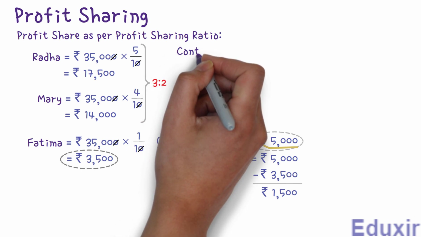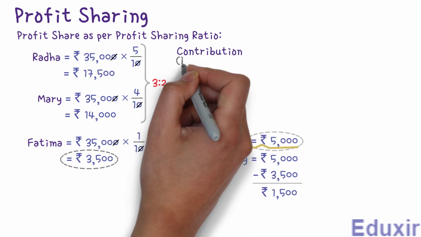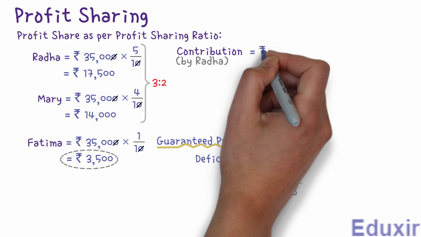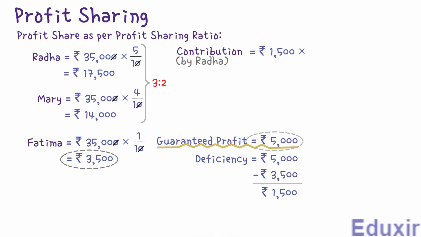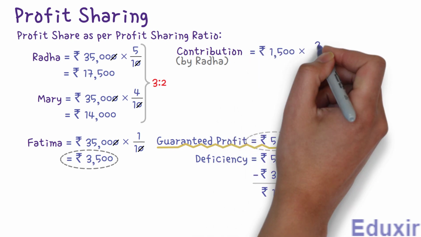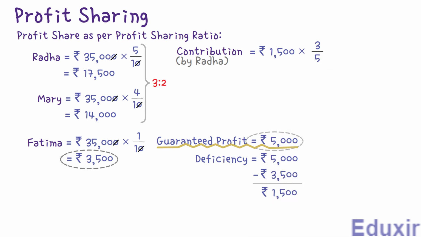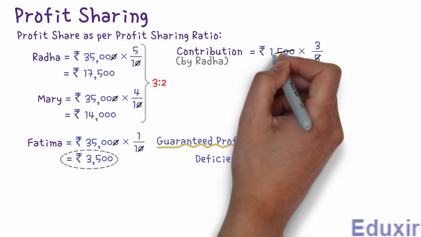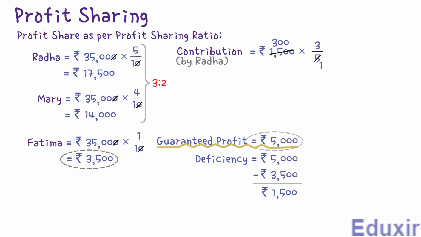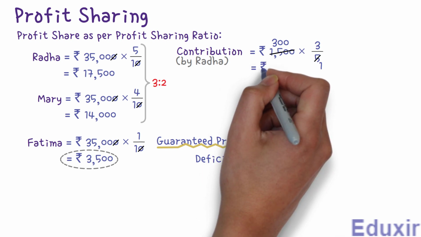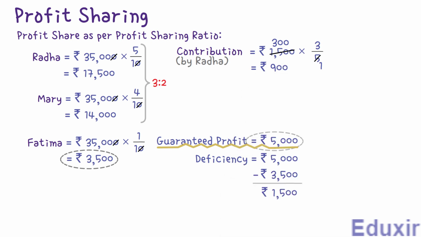Now, the contribution made by the partner Radha is equal to the deficiency amount of 1,500 rupees multiplied with her deficiency sharing ratio 3 upon 5. Now, cancelling with 5, 5 ones are 5, 300s are. Now, if we multiply the remaining 300 and 3, we get 900 rupees. This is the contribution by the partner Radha to the deficiency in the partner Fatima's profit amount.